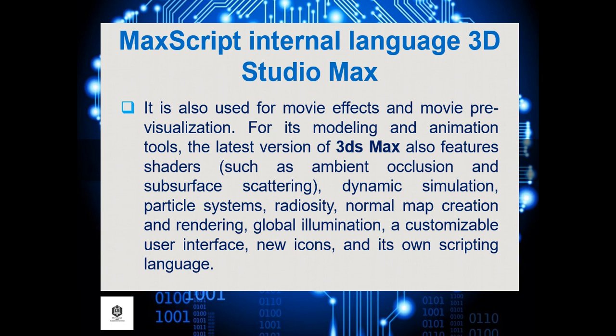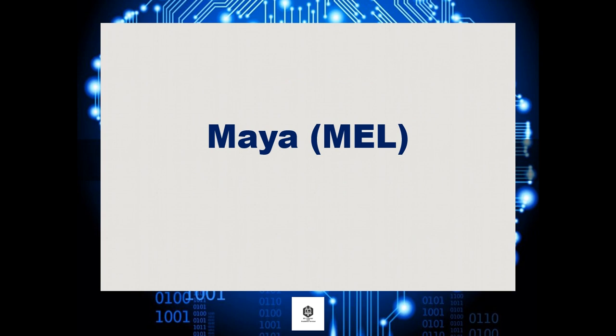For its modeling and animation tools, the latest version of 3ds Max also features shaders such as ambient occlusion and subsurface scattering, dynamic simulation, particle systems, radiosity, normal map creation and rendering, global illumination, a customizable user interface, new icons, and its own scripting language.